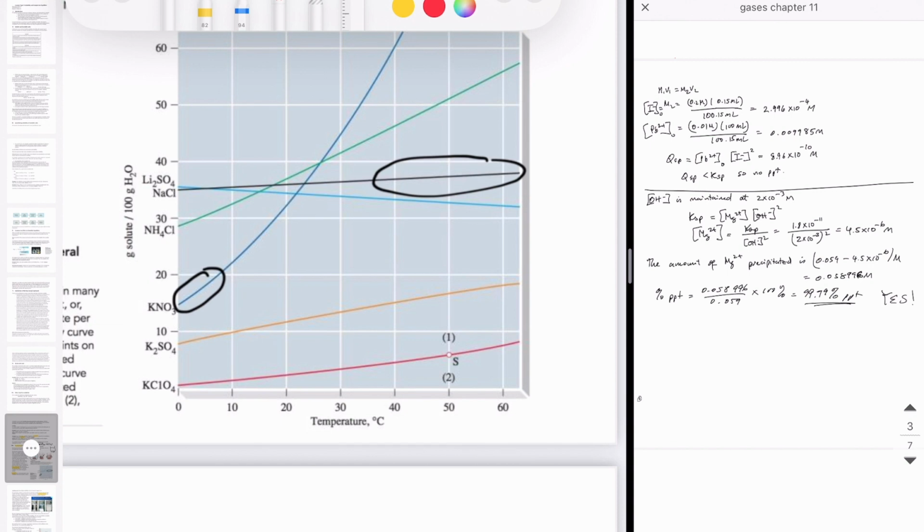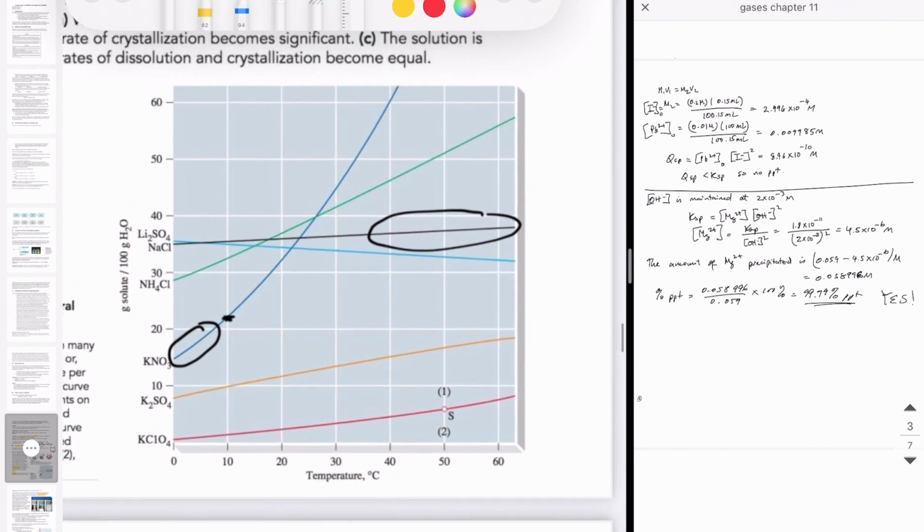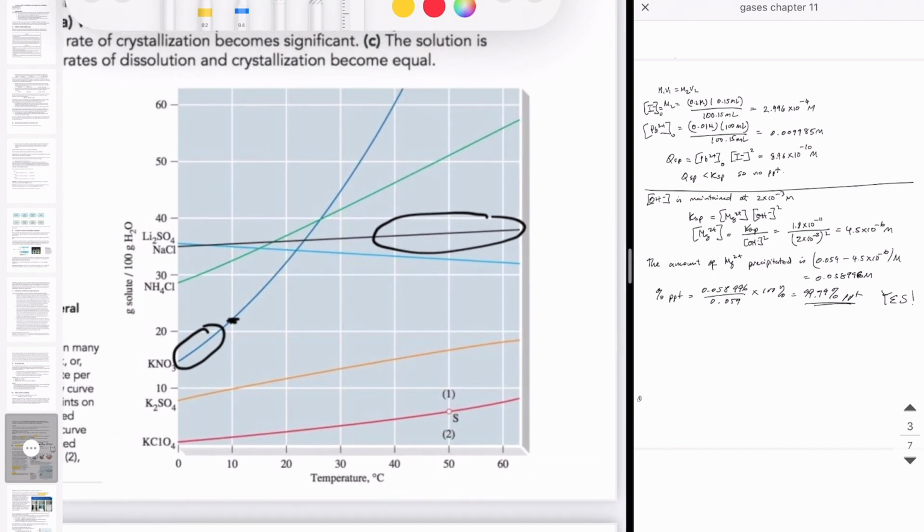So if I have KNO3 at about 10 degrees, the solubility is right here, about 22 grams, let's say, in 100 grams of water. But if I crank up that temperature to 40 degrees, all of a sudden the solubility is now 60 grams. So a lot more KNO3 can dissolve in that same quantity of water.